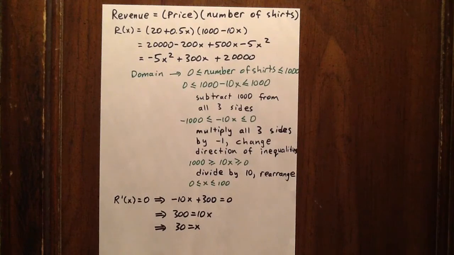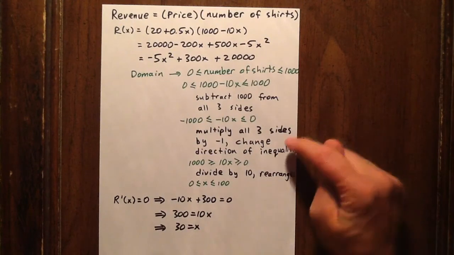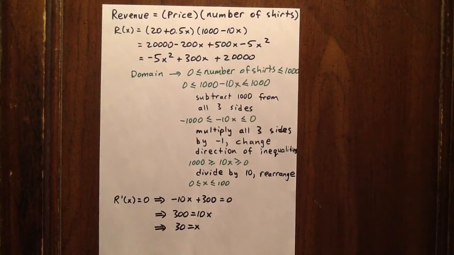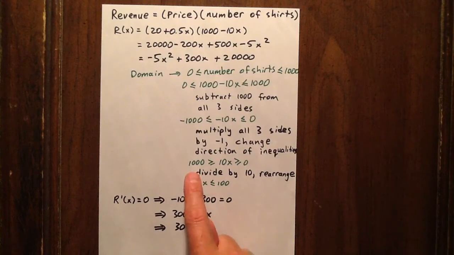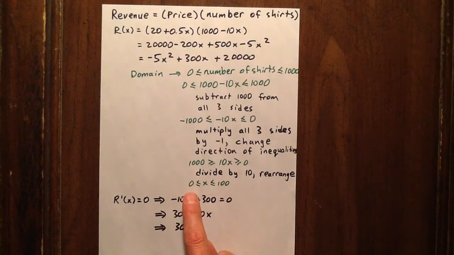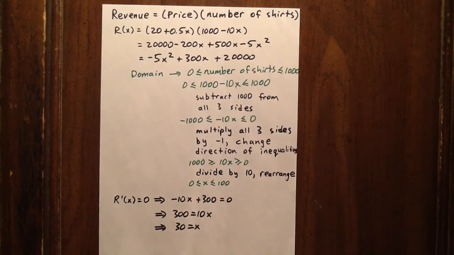And now we'll multiply all three sides by negative 1, but whenever you multiply all three sides of an inequality by a negative number, you have to change the direction of the inequality. And rearranging this to read it from left to right, we get 0 is less than or equal to x is less than or equal to 100. So in other words, 0 and 100 are the endpoints of our domain in this case.